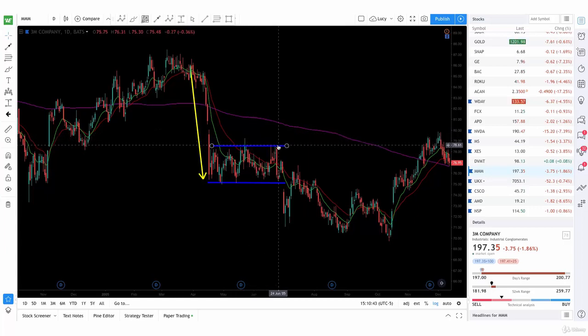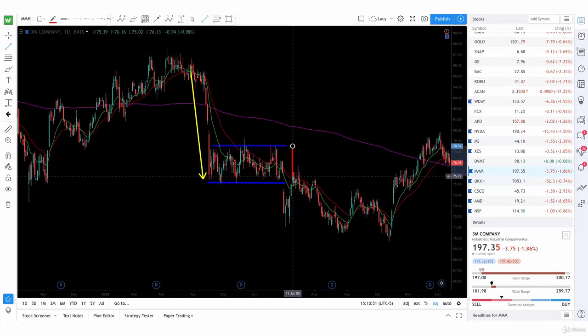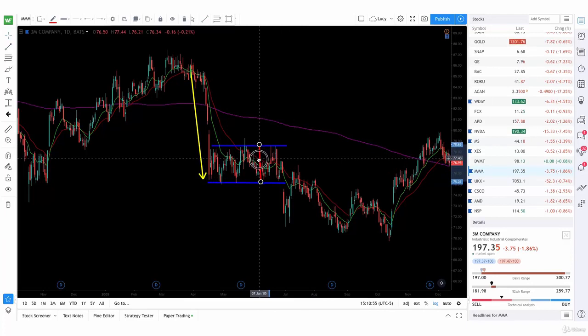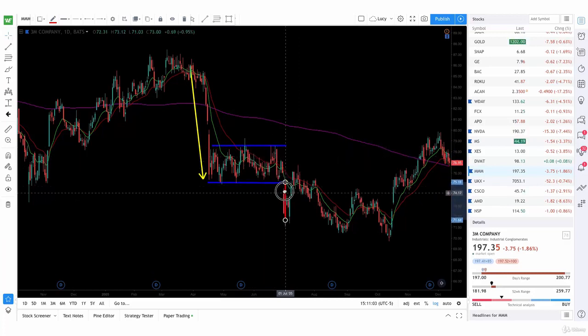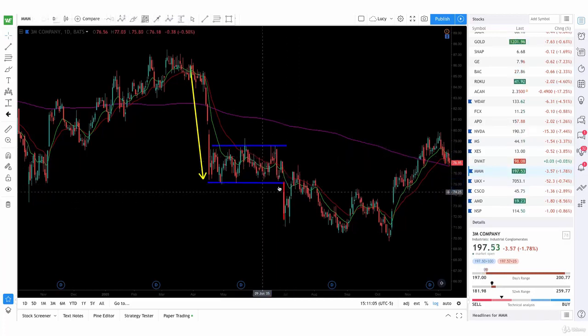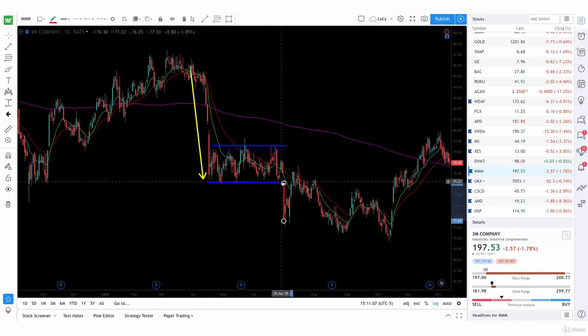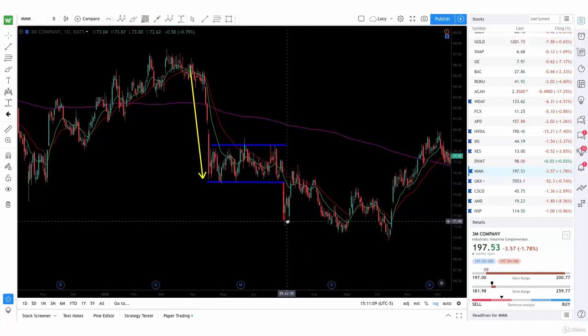Okay? And you can look for the target prices by measuring the length of the box. Okay? I mean the height of the box. You'll see right here, from the top to the bottom. And then we'll look at the break, which was right there. So it broke down here. And this will be our take profit area.